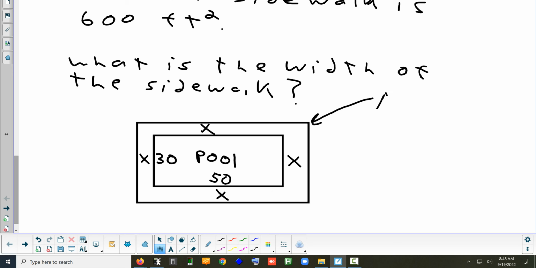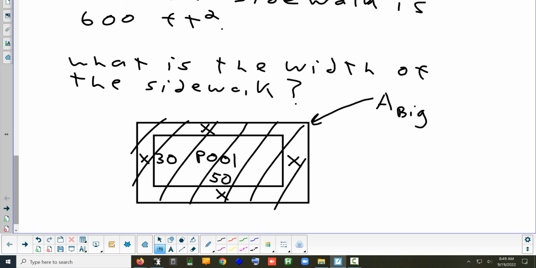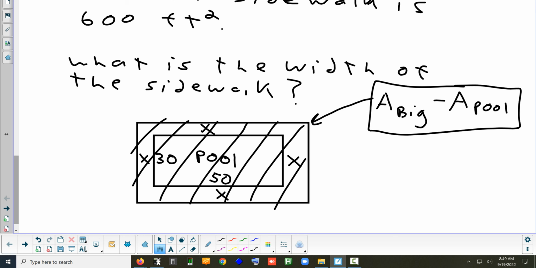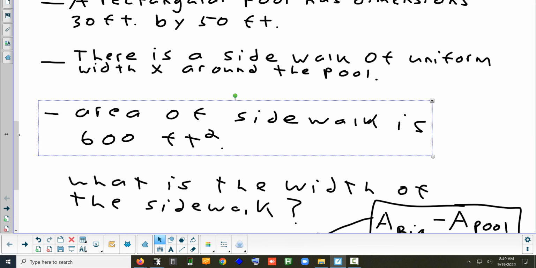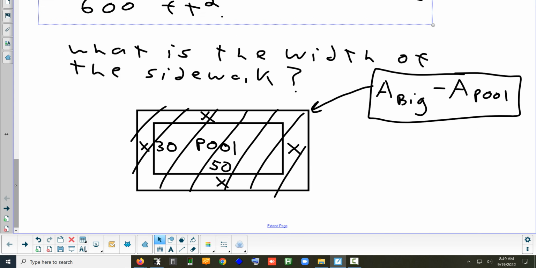Yeah. If you take the area of the big rectangle, that's this whole thing like this, and if you subtract the area of just the pool, then you'd be left with the border, which is the sidewalk. So this is the idea of what we're going to try to do. Find the area of the big rectangle and subtract the area of the pool. Now the area of the pool we know, that's a number. Okay? The area of the sidewalk, we know that number too, 600. What we don't know is x.